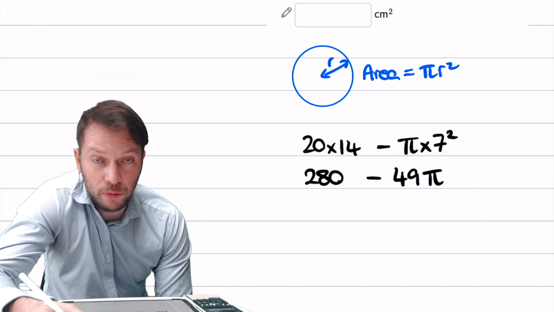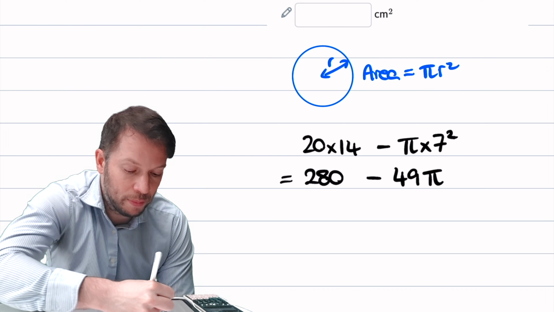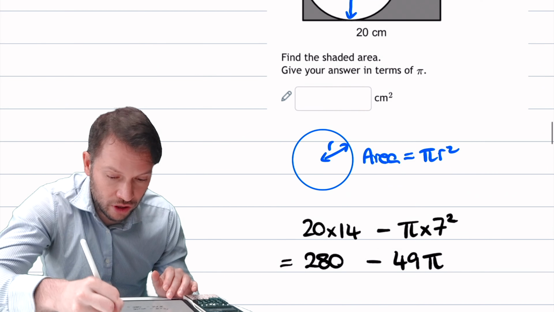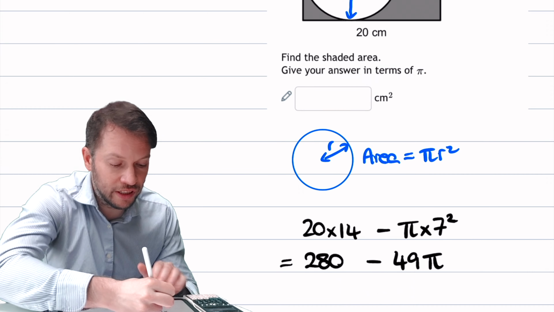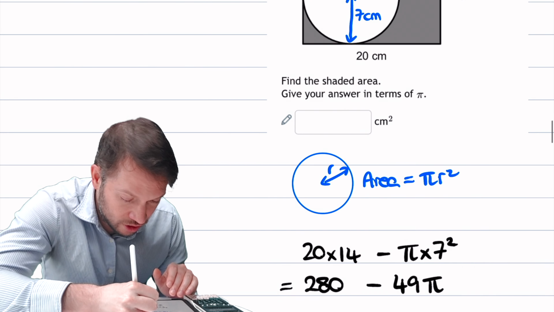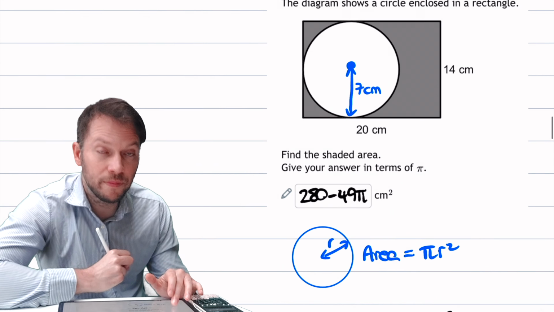And that is the final answer, because now we've got an answer which is in terms of pi, and it's nice and exact, and you can't simplify it further. You can't combine these two terms together because this is a pi term and this is not a pi term. So the answer is 280 minus 49 pi centimeters squared. And we are done.